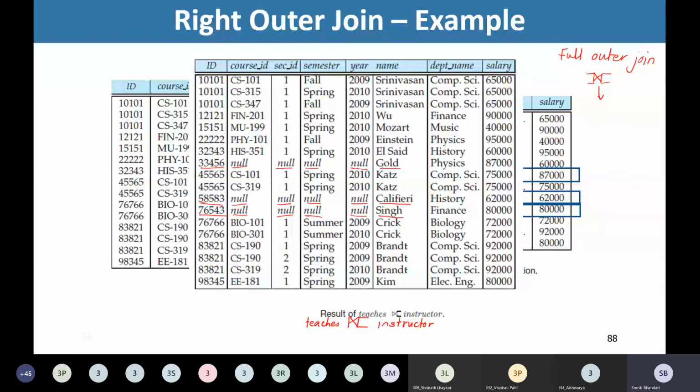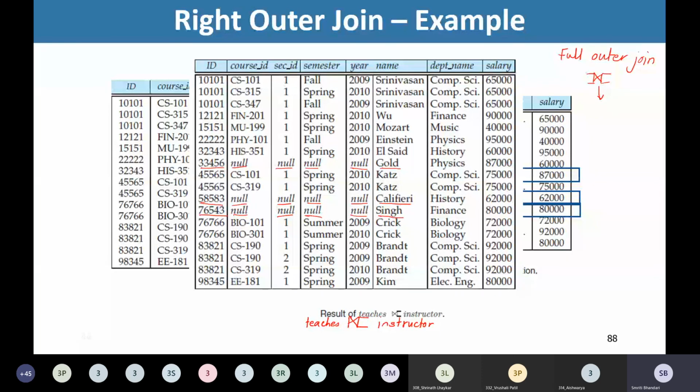Okay, have you understood the concepts? Left outer join, right outer join, and full outer join. All these concepts we are once again revisiting whenever we discuss SQL. Right now we are discussing all those concepts with respect to the relational algebra operations. The similar operations we are having in SQL. So actually right now we are creating the platform to write the SQL queries. So if you are understanding the concepts right now, it would be easier to understand the SQL statements as well.